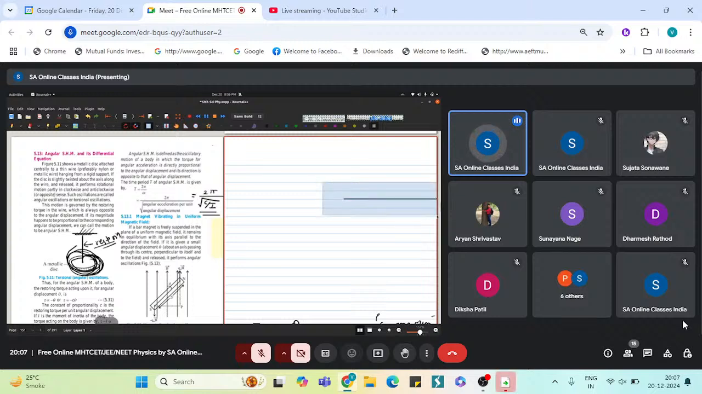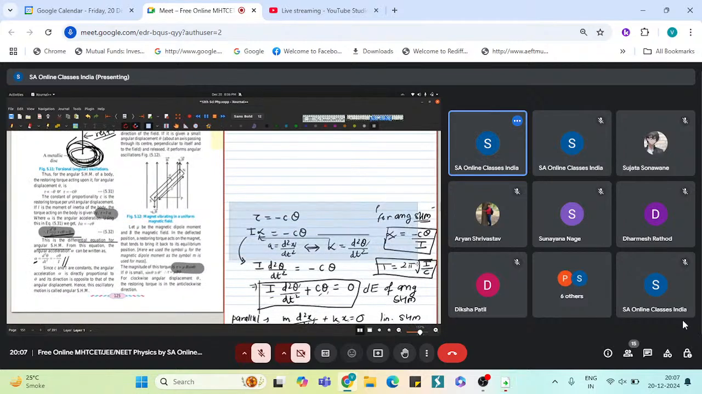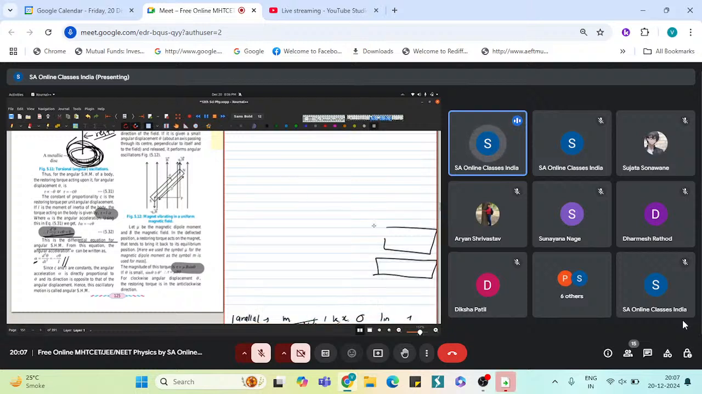And then we'll just look at the other concept, which is the magnet vibrating in a uniform magnetic field. I'll just erase this. That case is also of angular SHM.